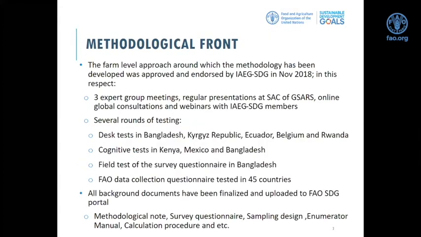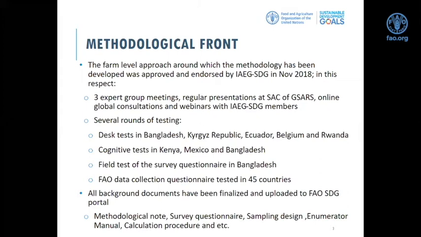So by now you may have a very good idea that the methodology of 2.4.1 is based on a farm survey that is used as the main data collection instrument for all the sub-indicators. Reaching this stage, where the methodology has been approved and endorsed by the Inter-agency and Expert Group on Sustainable Development Goals, has been a long participatory process of discussion with experts, several rounds of testing, and follow-up technical work on the development of the support document. In this respect, we organized three expert group meetings.